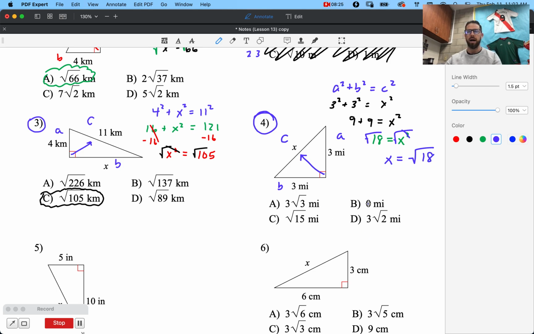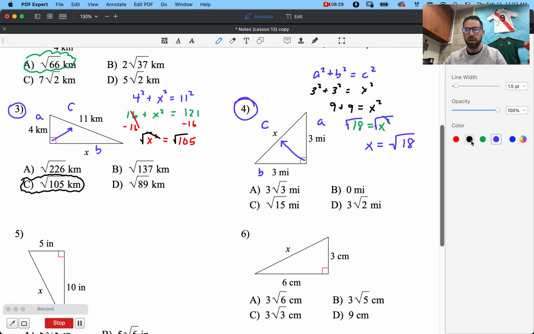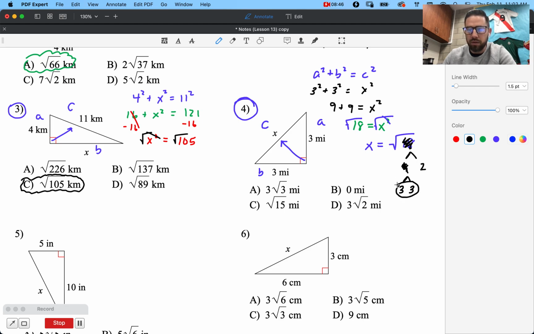And you're like, I don't see that down here. Did I mess up? No, you didn't. You didn't mess up because you need to break this guy down. 18 is 9 times 2. Cross it out. And remember, 9 is 3 times 3. Cross it out. Do you see a pair? We got a pair of 3's that's going to come on the outside as a 3. And those are our leftovers.